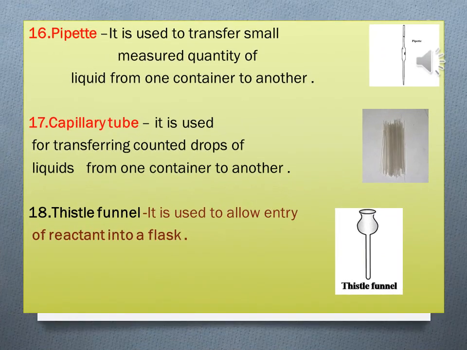Pipette. Pipette is the next chemical apparatus which is used for transferring small quantities of liquid from one container to another. For example, if you have to transfer 10 ml of liquid from a beaker to the conical flask, means from one container to another container, that 10 ml of liquid you can transfer with the help of the pipette.